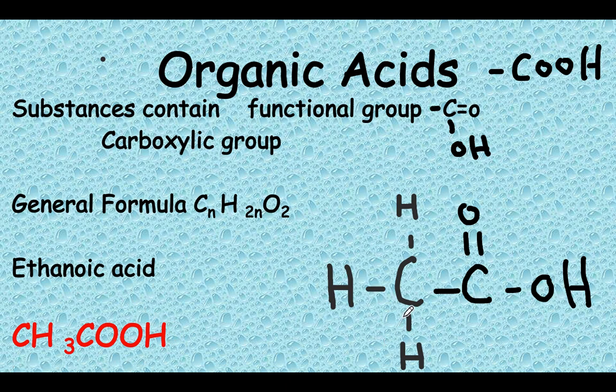It is mainly two carbons. The first carbon is bonded with 4 hydrogen atoms. The second carbon is bonded to the functional group C double bond OOH. We can write it like this or like this. And if you are asked to ring, we can draw the ring around the functional group COOH, which is the functional group of the carboxylic acid.